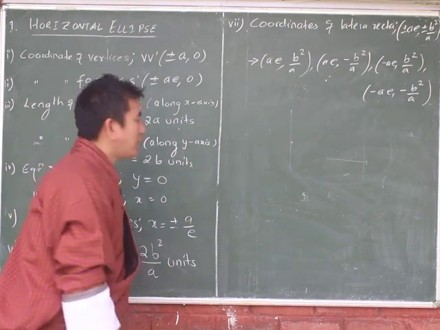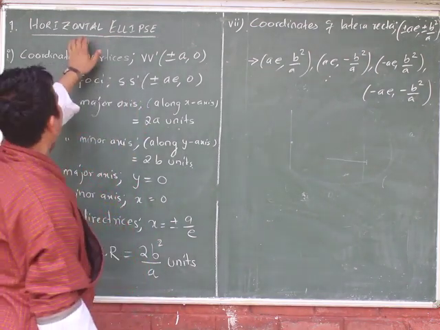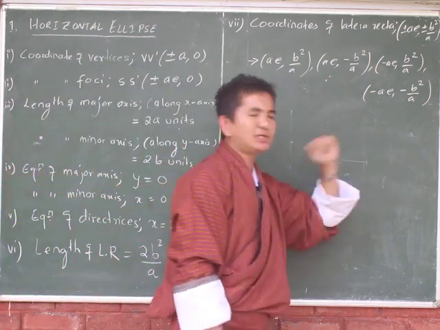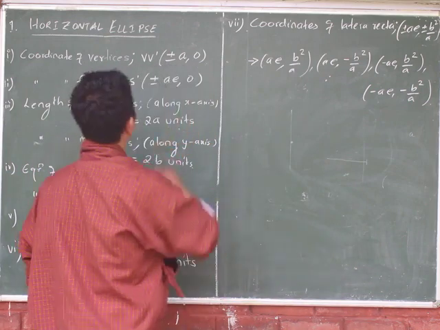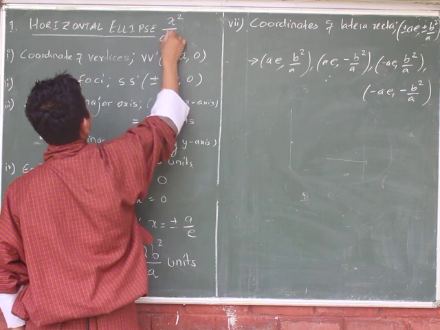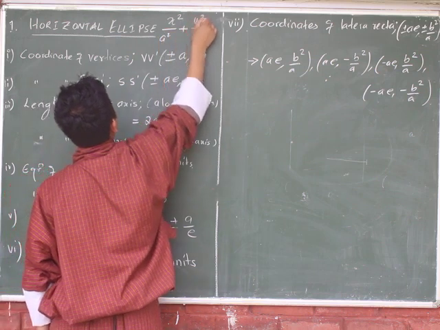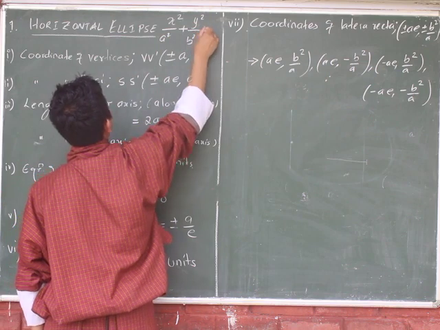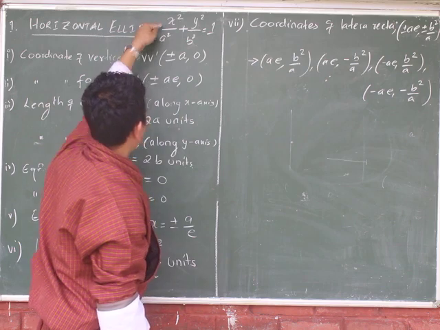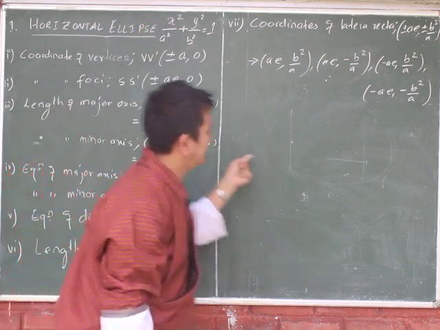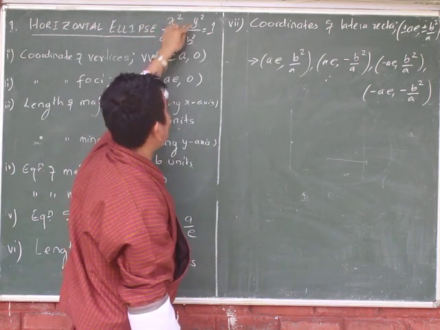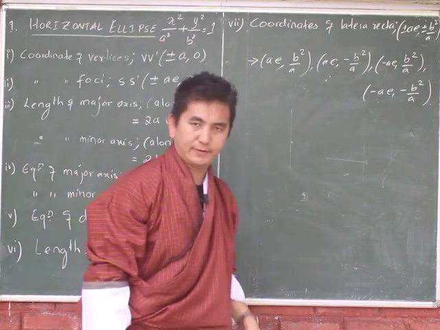So now the last one, what we will see here is the equation of this ellipse. We have seen the major axis is along the x-axis. So equation of this ellipse is given by x square by a square plus y square by b square is equivalent to 1. Major axis is along x-axis. Yes or no? This is the major axis. So a will be below x. Minor axis is along y-axis. It will be below y.